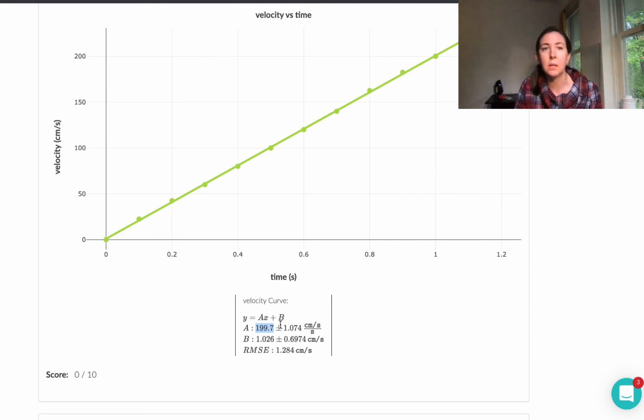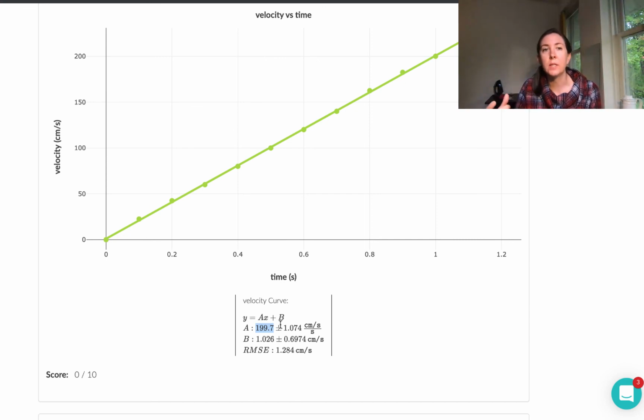And what does that mean? Well, this is the change in velocity, the change in the rise, or the change in the y, over the change in time, or how the velocity changes with time. So 200, I'm just going to round it, 200 centimeters per second every second.